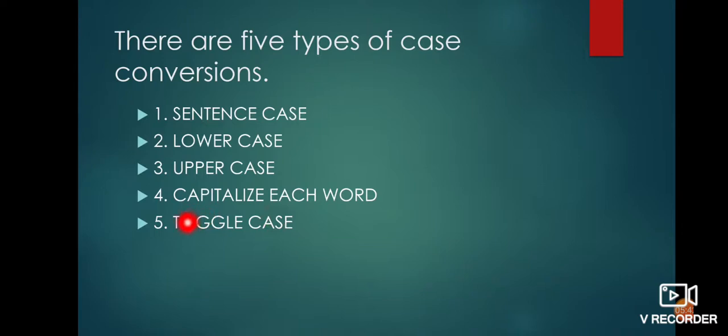Toggle case is just the opposite of capitalize each word. In capitalize each word, the first letter will become capital and the rest all will become small. Here in toggle case, the first letter of each word will become small and the rest all become capital. Understood? All the letters of the selected words in the sentence, in case of toggle case, will become capital letters except for the first letter of each word. The first letter will become small and the rest all become capital.